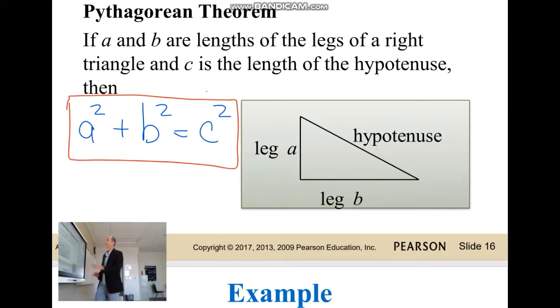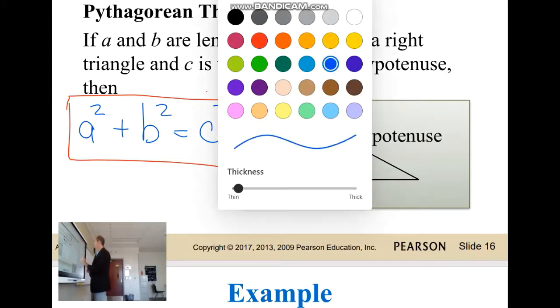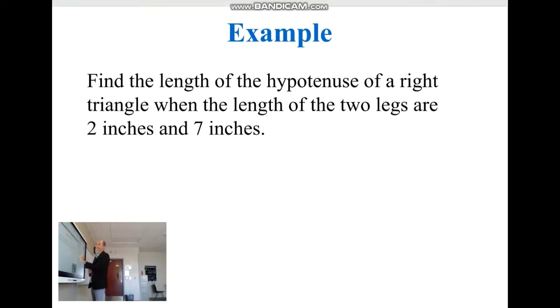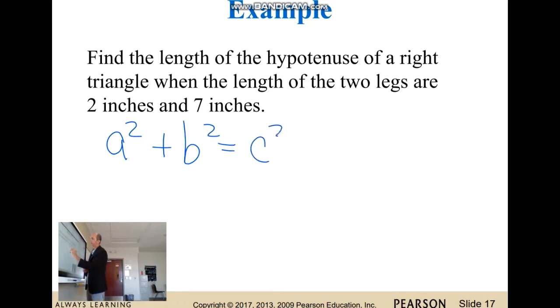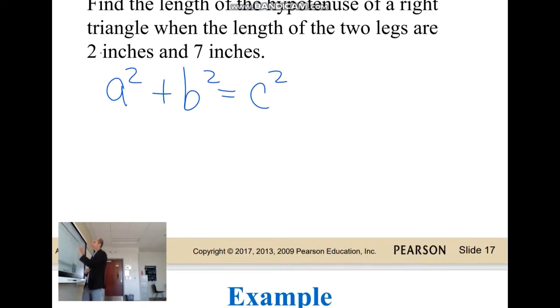Let's see now a few examples and applications of the Pythagorean theorem. Find the length of the hypotenuse of a right triangle when the lengths of the two legs are 2 inches and 7 inches. This is just an application of the formula. I just need to plug in the numbers. A squared plus B squared equals C squared, with A equals 2 and B equals 7, equals C squared.